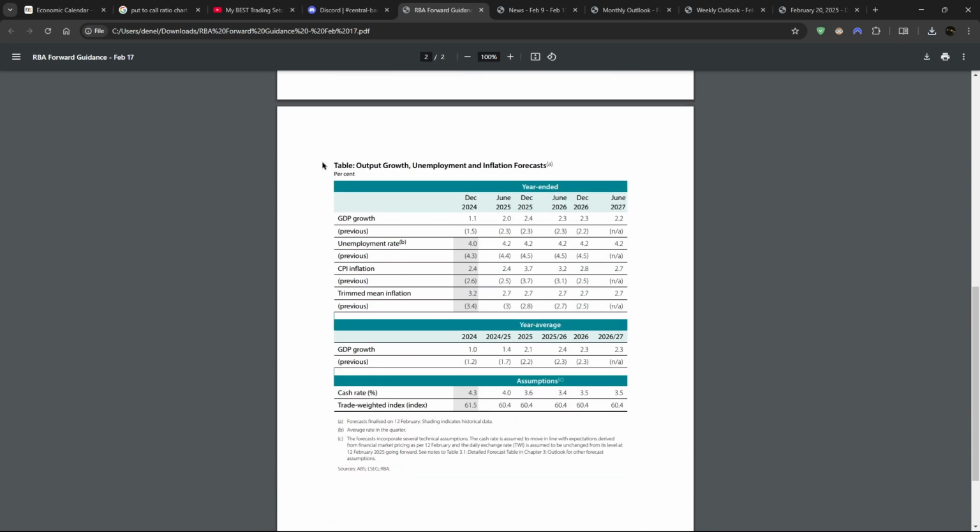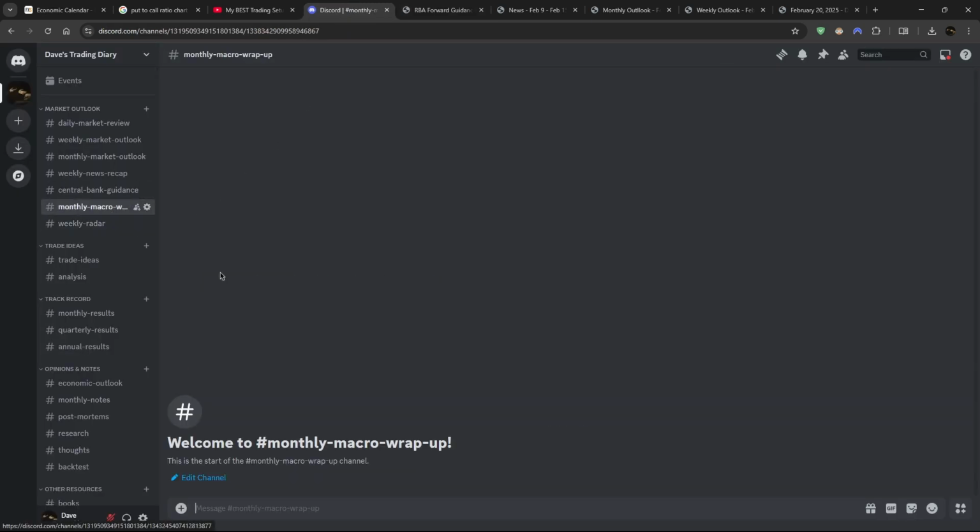And then I take a screenshot. I like to look at their forecast because this is also very important. Their forecast and what they're expecting, because their forecast will determine how they're viewing the market and what you can expect with interest rates. So I always take a screenshot of their forecast and put it there for analyzing as well. Next, we have monthly macro wrap up, which is something new.